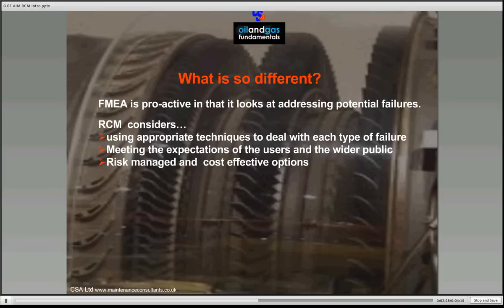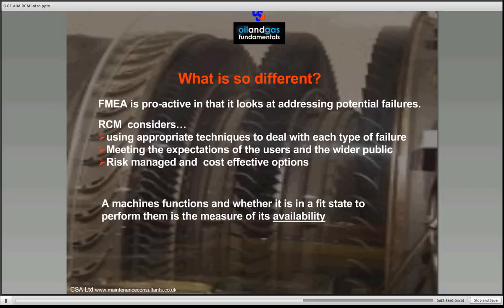So what's the difference? Well, FMEA is proactive in that it looks at addressing potential failures, whilst RCM considers using appropriate techniques to deal with each type of failure, and meeting the expectations of the users and the wider public. It's also risk-managed and cost-effective options that it seeks.